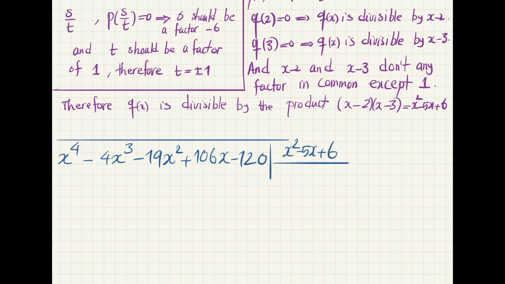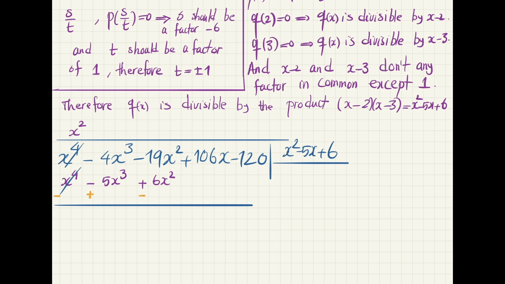Okay, so if I divide the first term by the first term, I will get an x squared here. I multiply it here, it becomes x to the 4 minus 5x to the 3 plus 6x squared. Then I will change the sign. This becomes negative, this becomes positive, this becomes negative. And then I add them together. So what I get is this one and this one are cancelled.